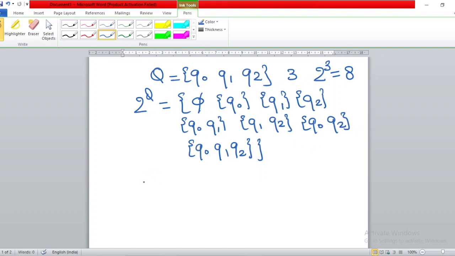So when I say that in an FA the delta is a mapping from Q cross sigma to 2 to the power Q, it means that on a particular state, when you give certain input, you can go to any of these combinations of states which you have in this particular set. Here you have single states also, and more than one state also. So whenever there is a transition to more than one state, then it is referred to as a NFA.